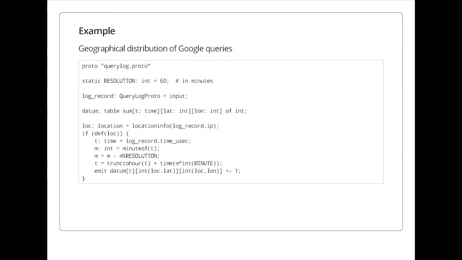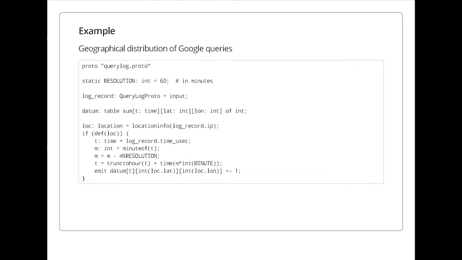And then this next line, log record query log proto equals input. Input was a pre-declared variable that was reset on every record you reach to be the raw data of that record. And that line doesn't look like it, but that actually parsed the input and turned it into a data structure under the format of the fields of the log record you were interested in. And then there's a table called datum for no good reason, which is triply indexed. It's got a time, and an integer latitude and longitude.